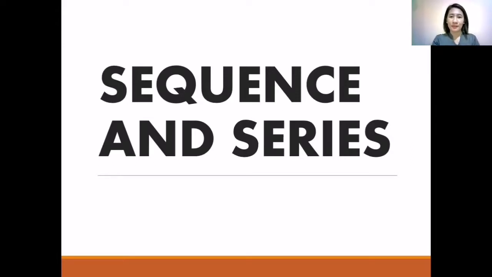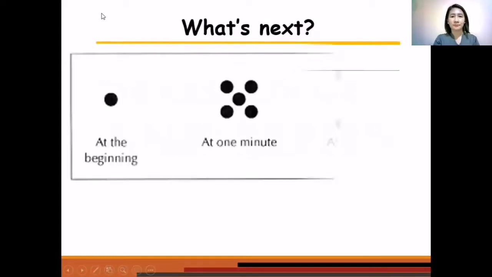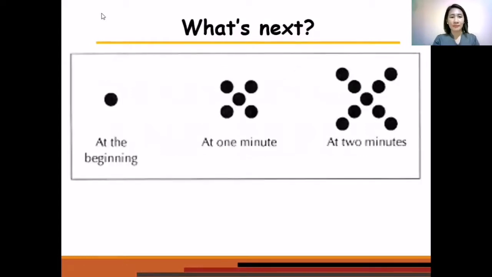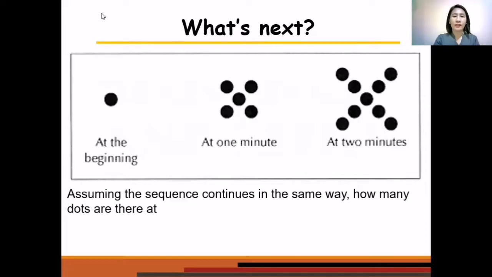Now, let's have the following figures first before we go to the lesson itself. So at the beginning, you only have one dot. And then at 1 minute, you already have 5 dots. At 2 minutes, you have 9 dots. So with that, you can actually come up with the following. Assuming the sequence continues in the same way, how many dots are there at 3 minutes?